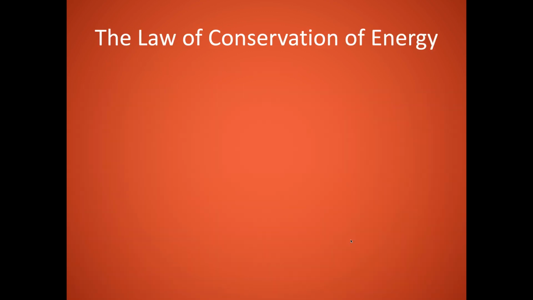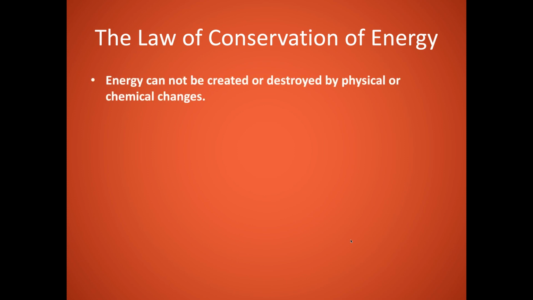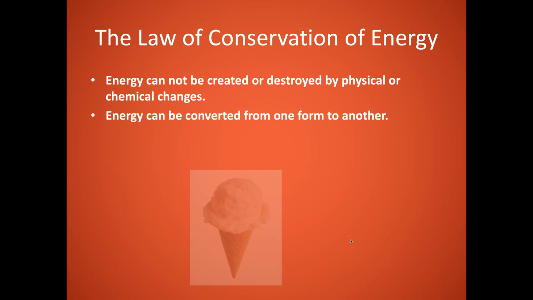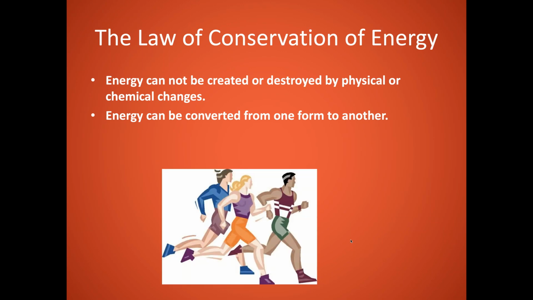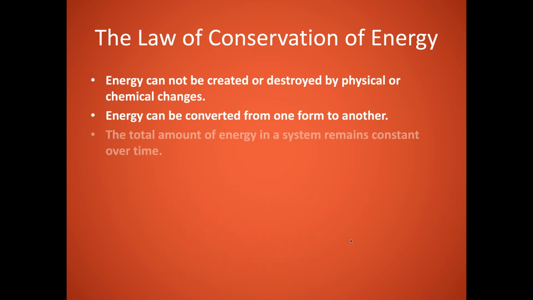Now, the law of conservation of energy is just like the law of conservation of mass. You cannot create or destroy it. You can only convert it from one form to another. So, for example, we can convert potential energy to kinetic or kinetic to potential, and each type of change has its own unique name. For example, the energy stored in ice cream can be eaten and give you enough energy to run, and that is a direct conversion of energy. The total amount of energy remains constant over time.